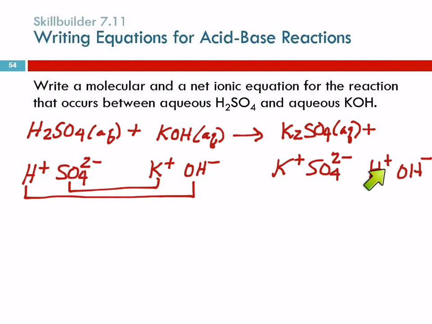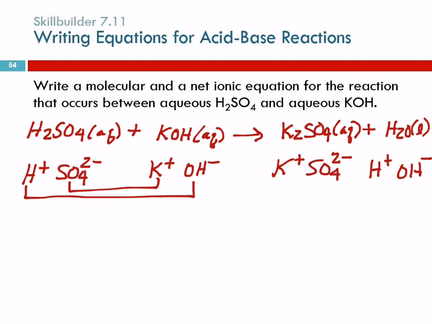And then here we have +1 and -1, and if we just shove those together, we get HOH, and that looks a little strange, doesn't it? Well, what if we put the two H's together instead? What if we wrote H2O? That looks a little better. What is the physical state of water at room temperature? It's a liquid.